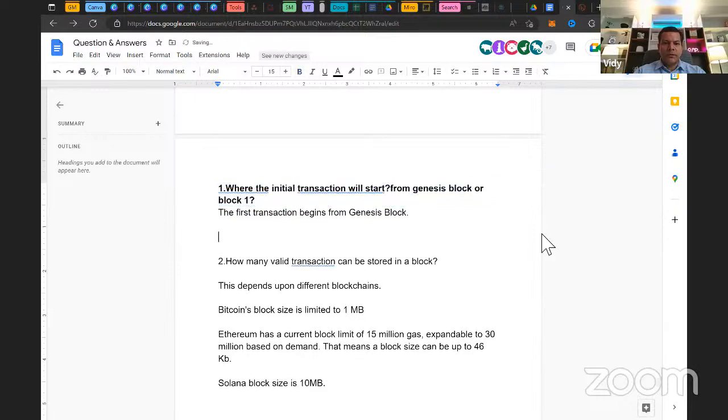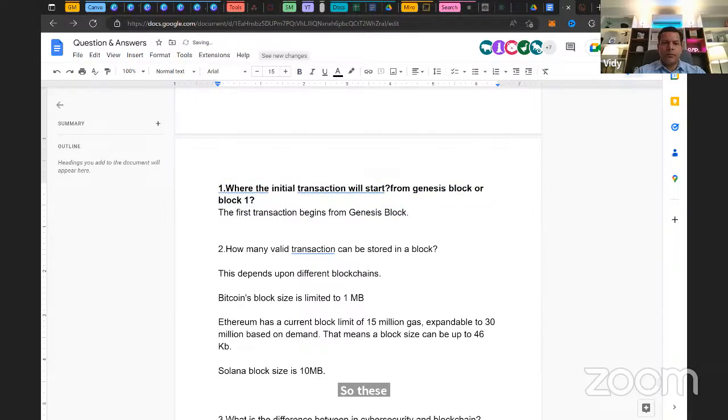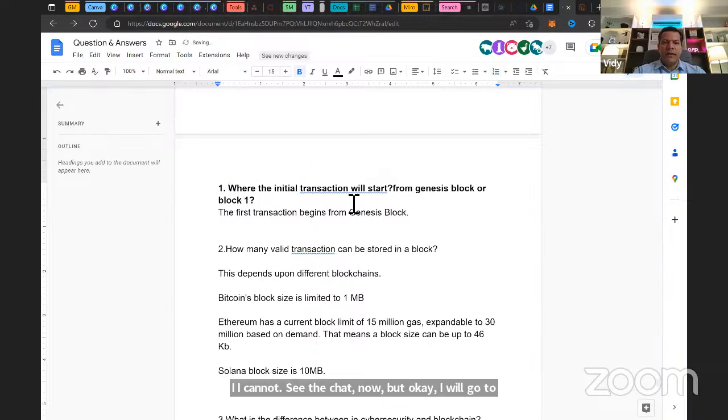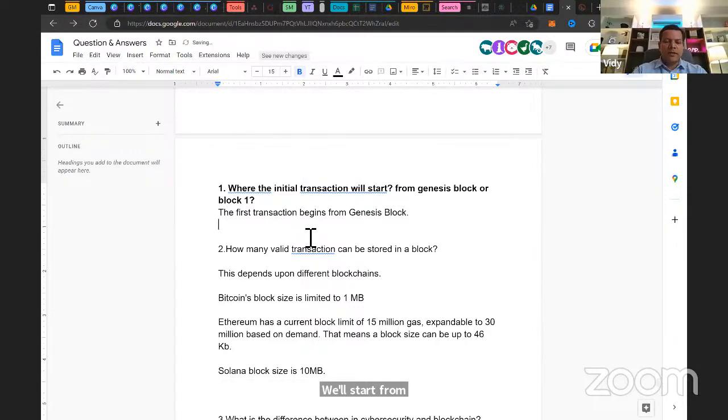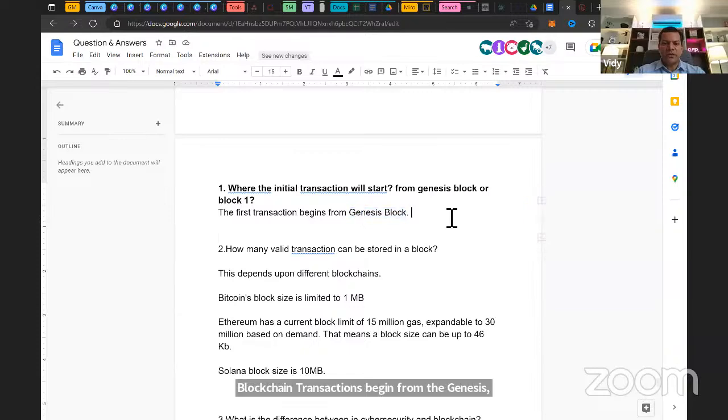I cannot see the chat now, but okay. I will go to these questions first. The first question was where the initial transactions will start, from Genesis block or block 1. So all the blockchain transactions begin from the Genesis block, which is why it is called the Genesis block, which is the first block.